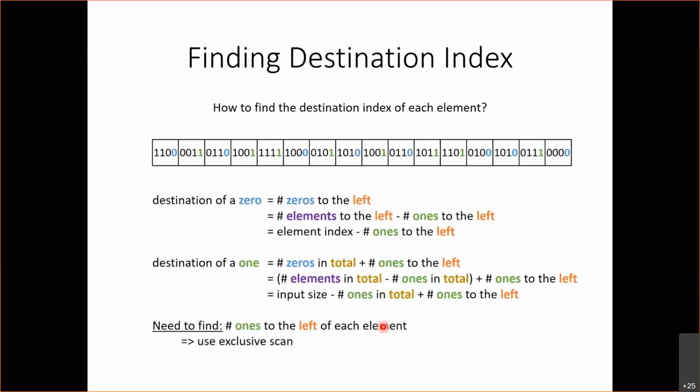Okay, so we said that the destination of a 1 is the number of zeros in total plus the number of ones to the left. Is this part clear? Yes, it's clear. Okay. The number of zeros in total is the number of elements in total minus the number of ones in total. Is that part clear?